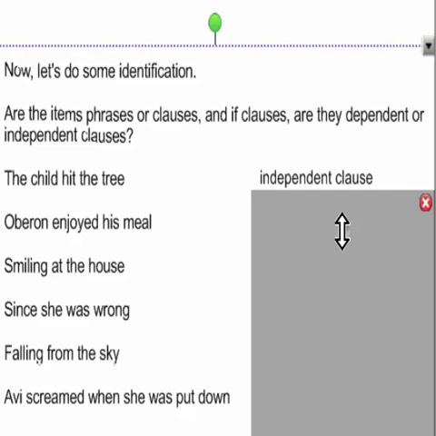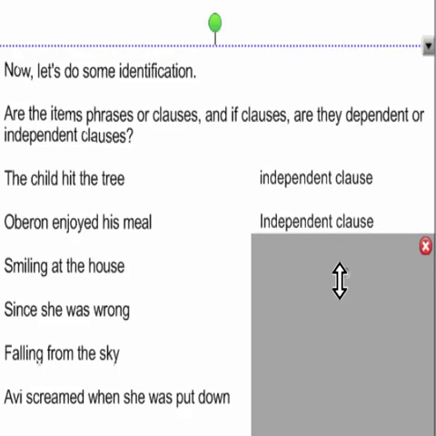Oberon enjoyed his meal. Is that a clause or a phrase? Well, look at the sentence. Is there a subject? Is there a verb? If there is, it's not a phrase. Independent clause. Smiling at the house. Is there a subject that is smiling at the house? It's a phrase.